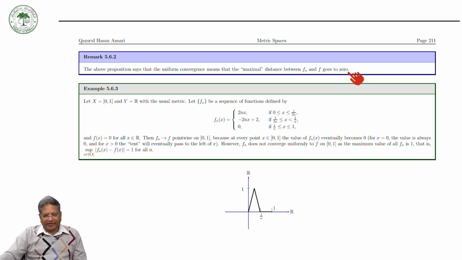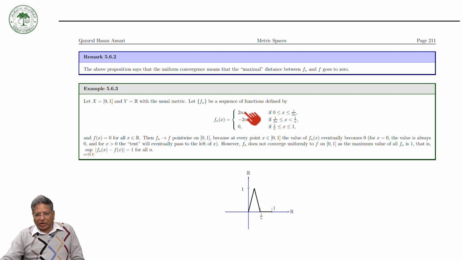Now we have an example. Let us take X equal to the closed interval [0, 1] and Y equal to R with the usual metric, and Fn be a sequence of functions defined as Fn(x) equal to 2nx when x lies between 0 and 1/(2n), and Fn(x) equal to -2nx + 2 when x lies between 1/(2n) and 1/n, and Fn(x) equal to 0 when x lies between 1/n and 1. And let F(x) equal to 0 for x in R.